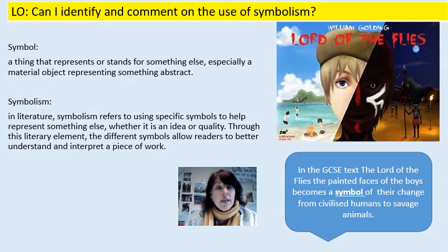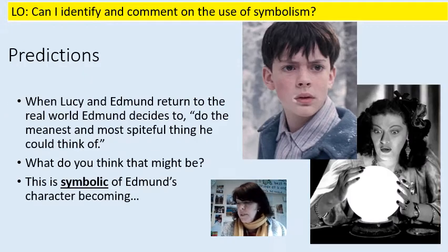So later on in your English lessons, when you get to year 10 or 11, for GCSE, you'll be reading a book called Lord of the Flies, and symbolism is really important in that novel. One of the symbols is the fact that the boys that are shipwrecked on the desert island begin to paint their faces, and that's symbolic of their move away from civilized human behaviour to much more savage and violent human behaviour.